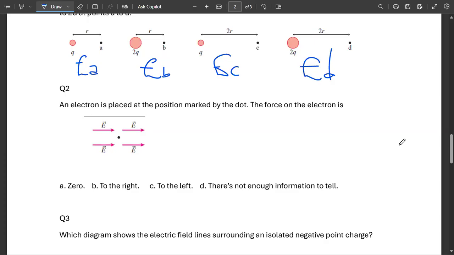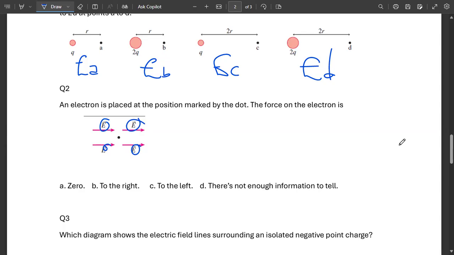Okay, so how are we going to tell the force that is on this electron? We should take note of one thing, and that is that to determine the force on the electron, we have to consider the electric field vectors that we've been given here, and their direction. If you look at these electric field vectors, they are all pointing towards the right hand side.